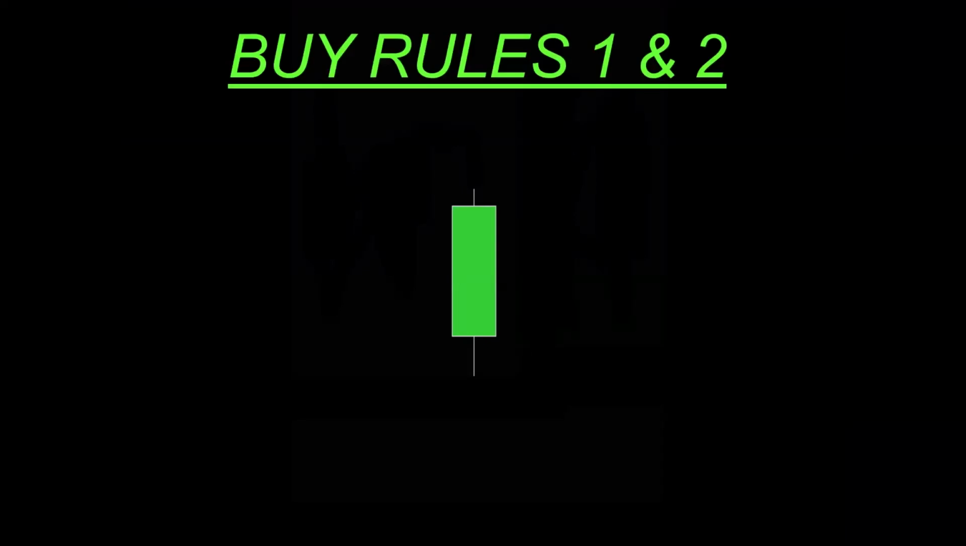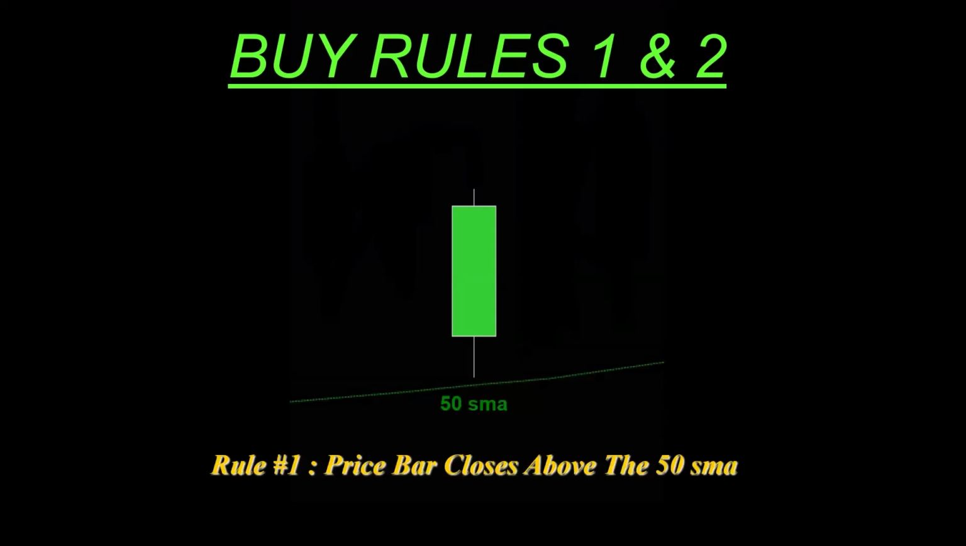Okay, so let's look at this chart right here, this generic chart. It makes no difference if this was a tick chart or if it was a monthly chart of a stock, currency pair, future. It makes no difference. But here are buy rules 1 and 2. The first thing you want to see is that the price bar closes above the 50-period simple moving average.